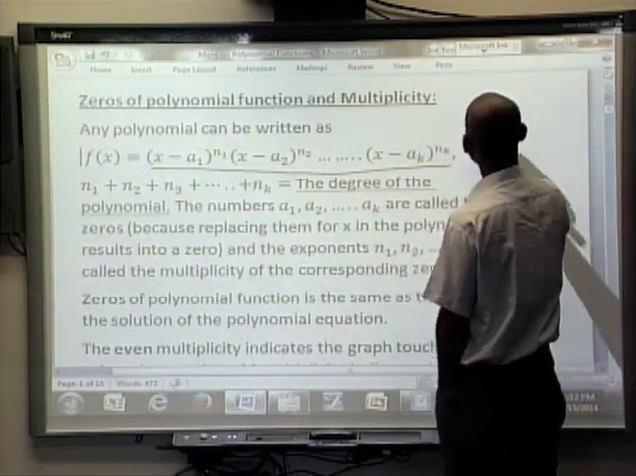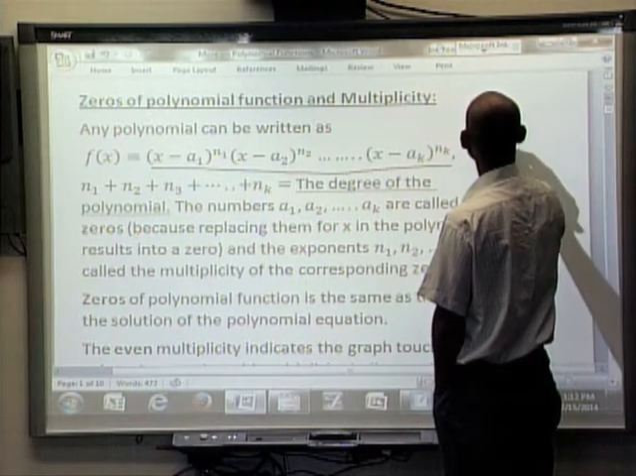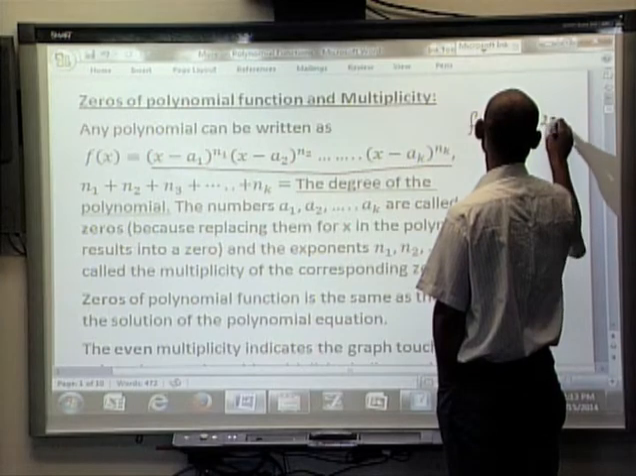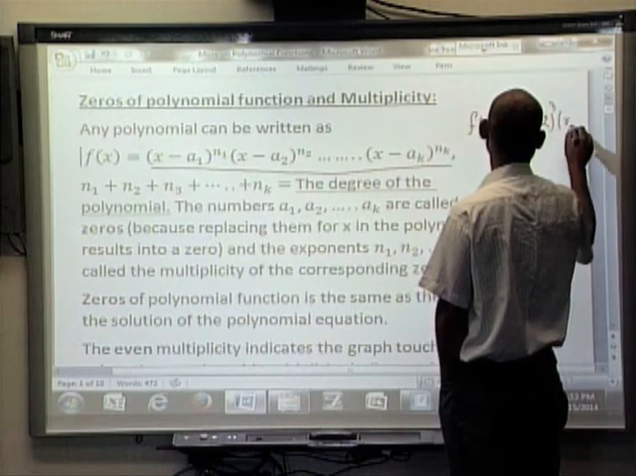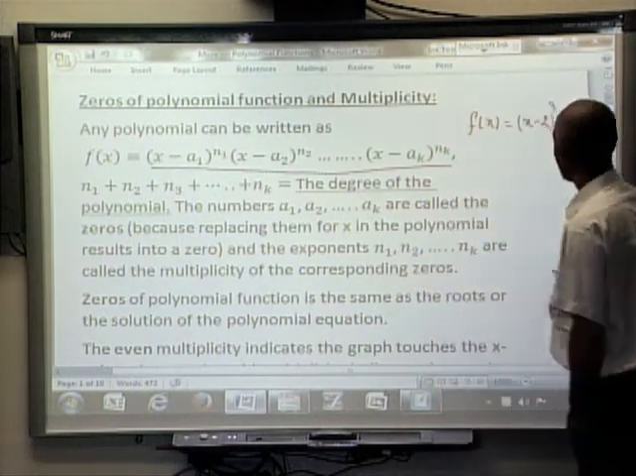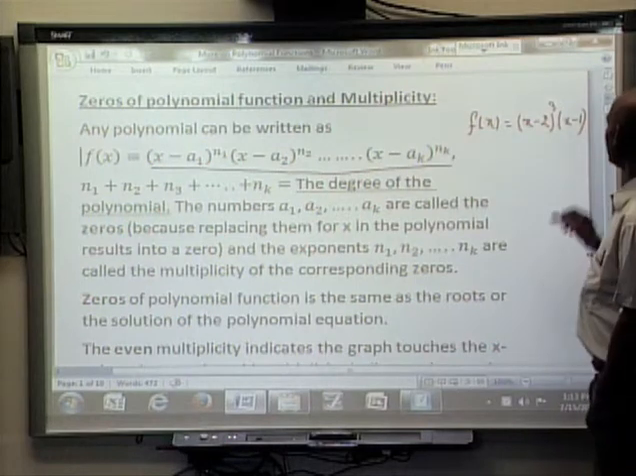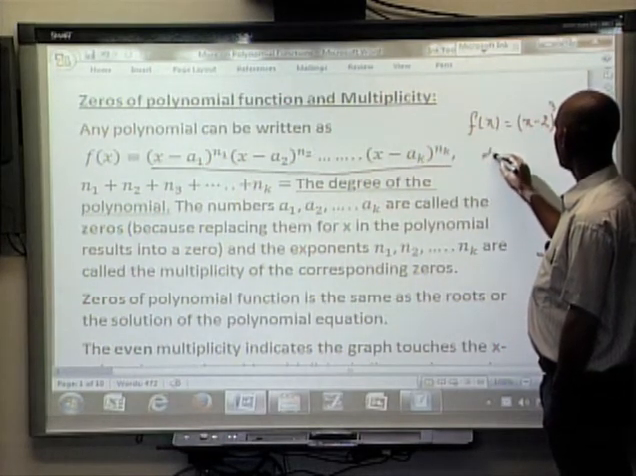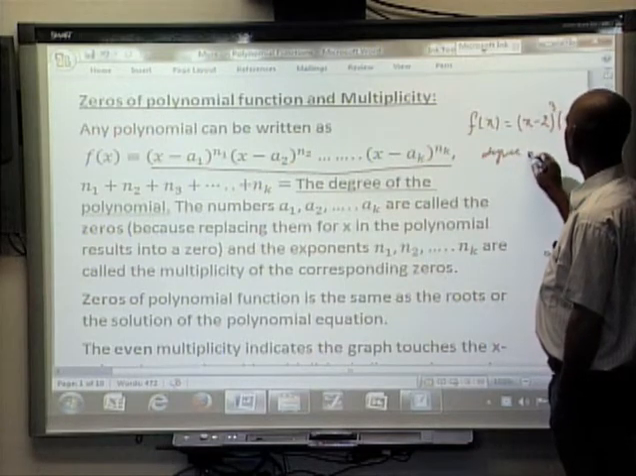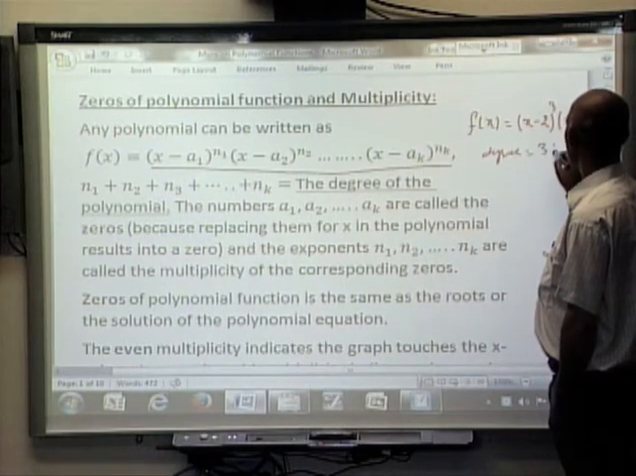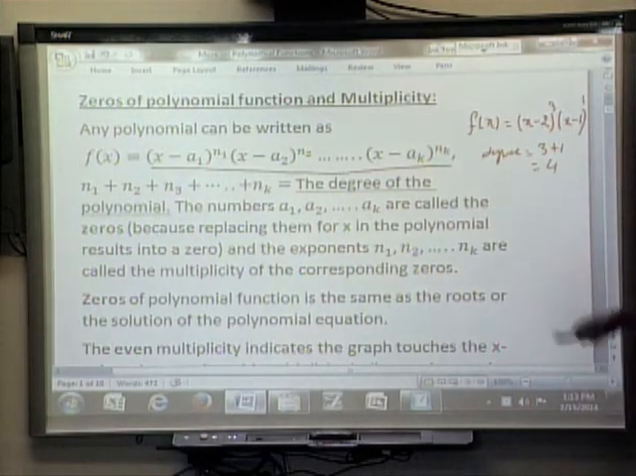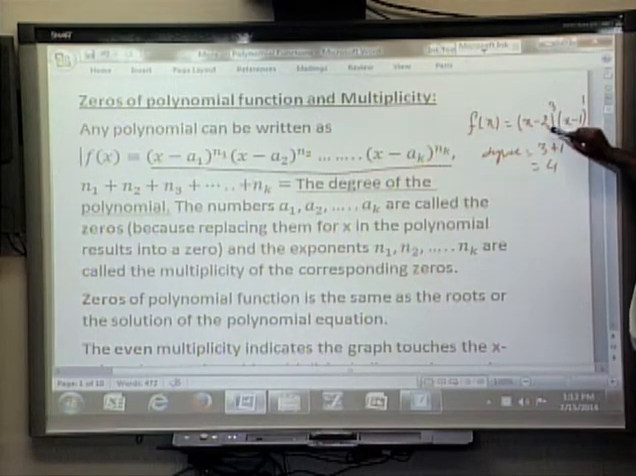Well, I want to write a formula here, so these things will not be big. Let us say we have x minus 2 to the third and x minus 1. If this is our polynomial, this is raised to the 1, so the degree of this polynomial will be 3 plus 1, this is 4. So, this is a fourth degree polynomial. There are two zeros, one of them is 2, another is 1.